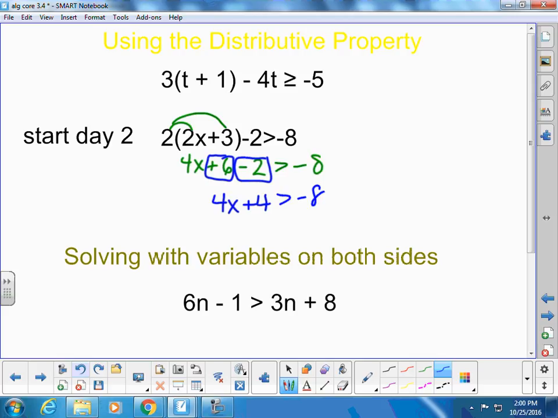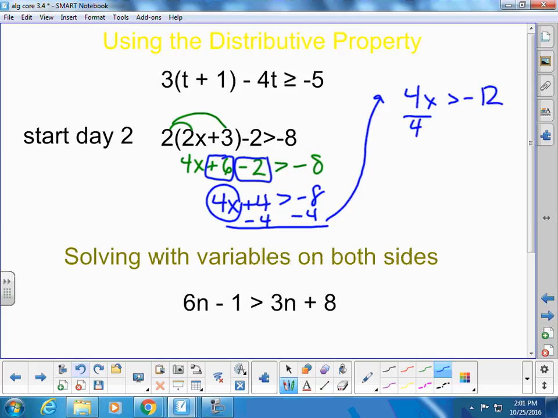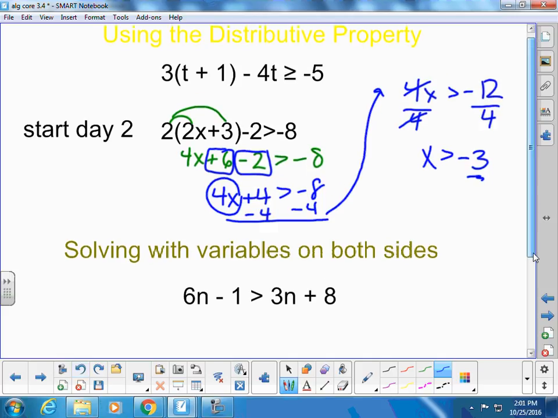And then I have to isolate my variable, so I subtract 4 from both sides. And I get 4x is greater than negative 8 and another negative 4, negative 12. And divide by 4, which is a positive number I'm dividing by, so I do not need to flip my switch. And you get x is greater than negative 3. It's okay if my answer is a negative number, I just can't divide by a negative. And I did not, I divided by a positive. So that should be good.